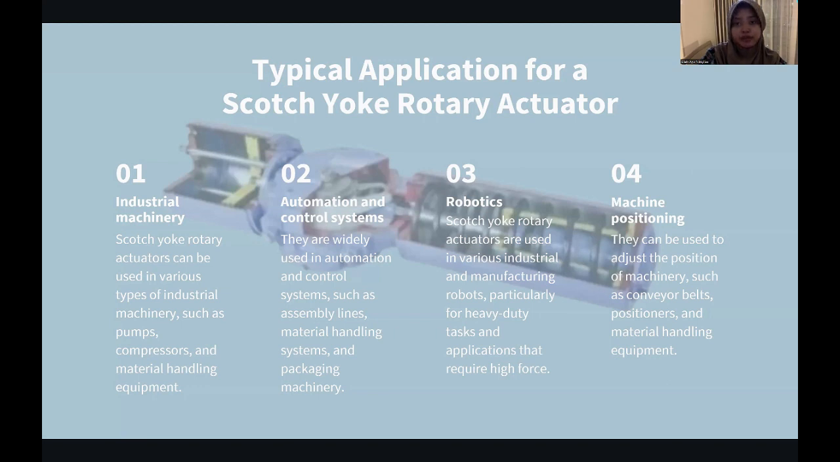And the 3 is robotic. Scotch yoke rotary actuator are used in various industrial and manufacturing robot, particularly for heavy-duty tasks and applications that require high force. And 4 is machine positioning. They can be used to adjust the position of machinery such as conveyor belts, positioner, and material handling equipment.